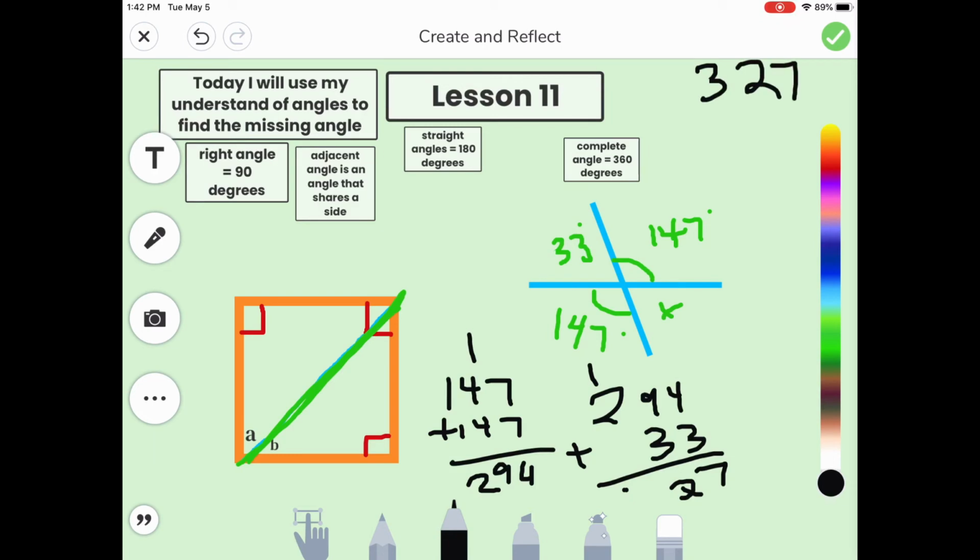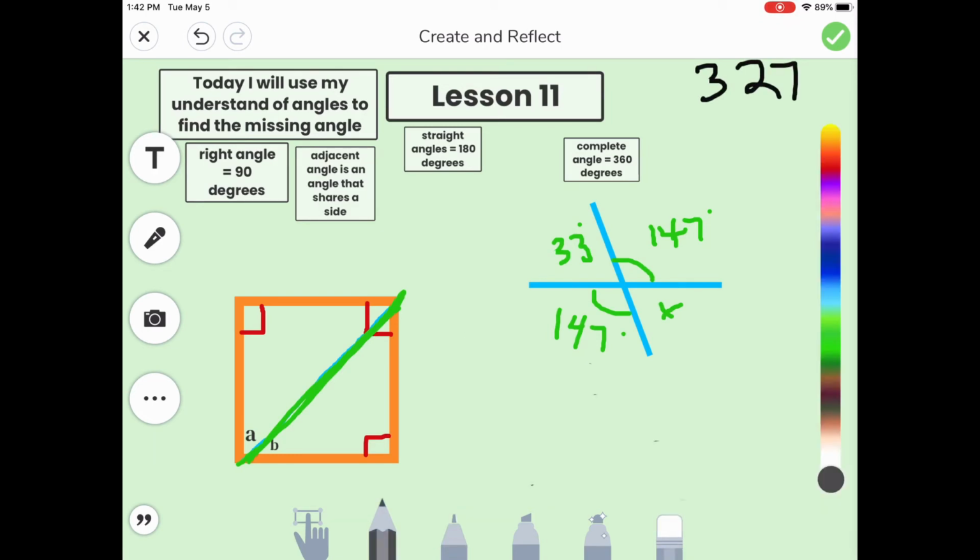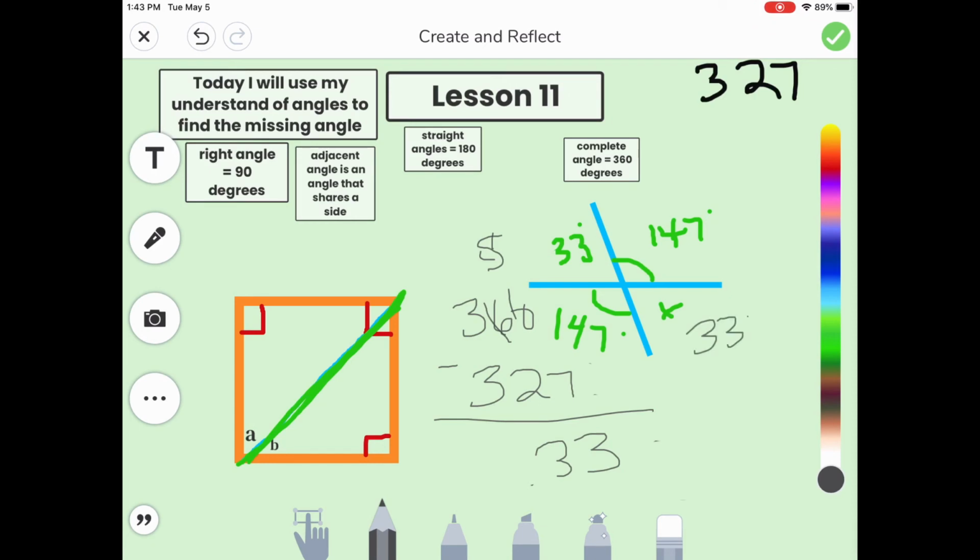That gives us 327, minus our 327, 360 degrees. Minus 7 is 3. 5 minus 2 is 3. 0 minus 0 is nothing. Our missing degree would be 33 degrees.